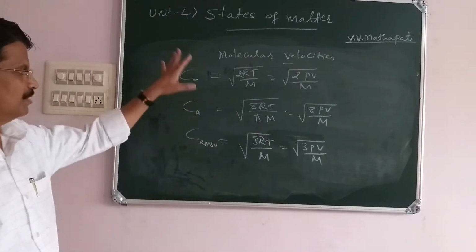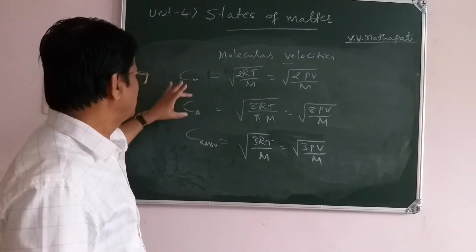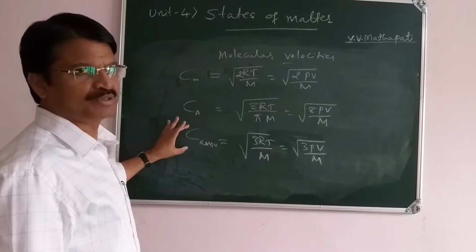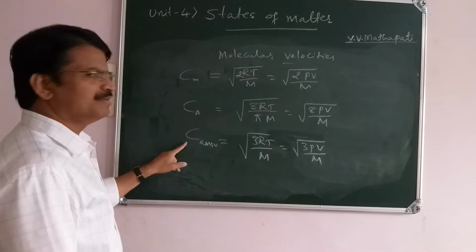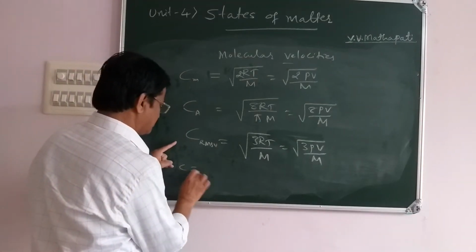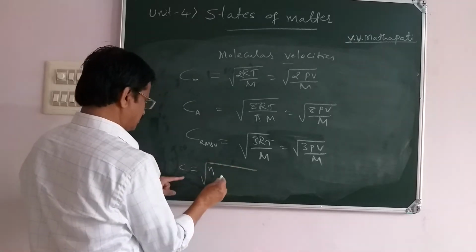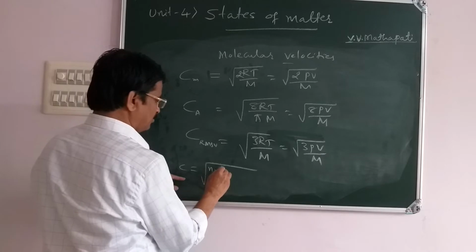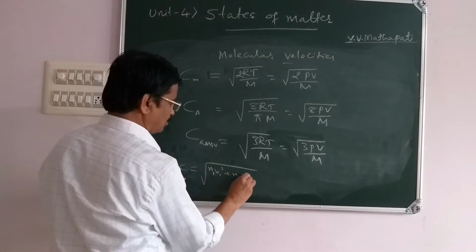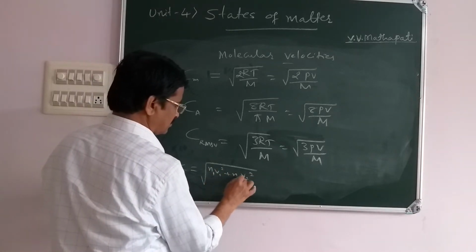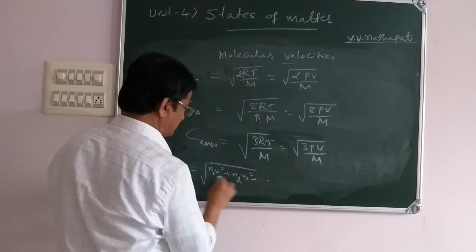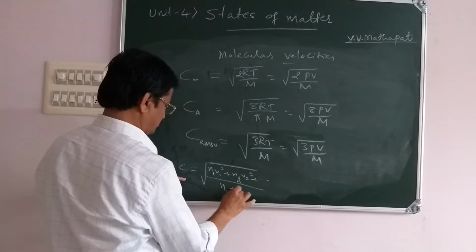Yes, these are the formulas for most probable velocity, average velocity and RMS velocity. In the case of RMS velocity, we can write the square root of (N1 V1 square + N2 V2 square + N3 V3 square) divided by N1 plus N2 plus N3.